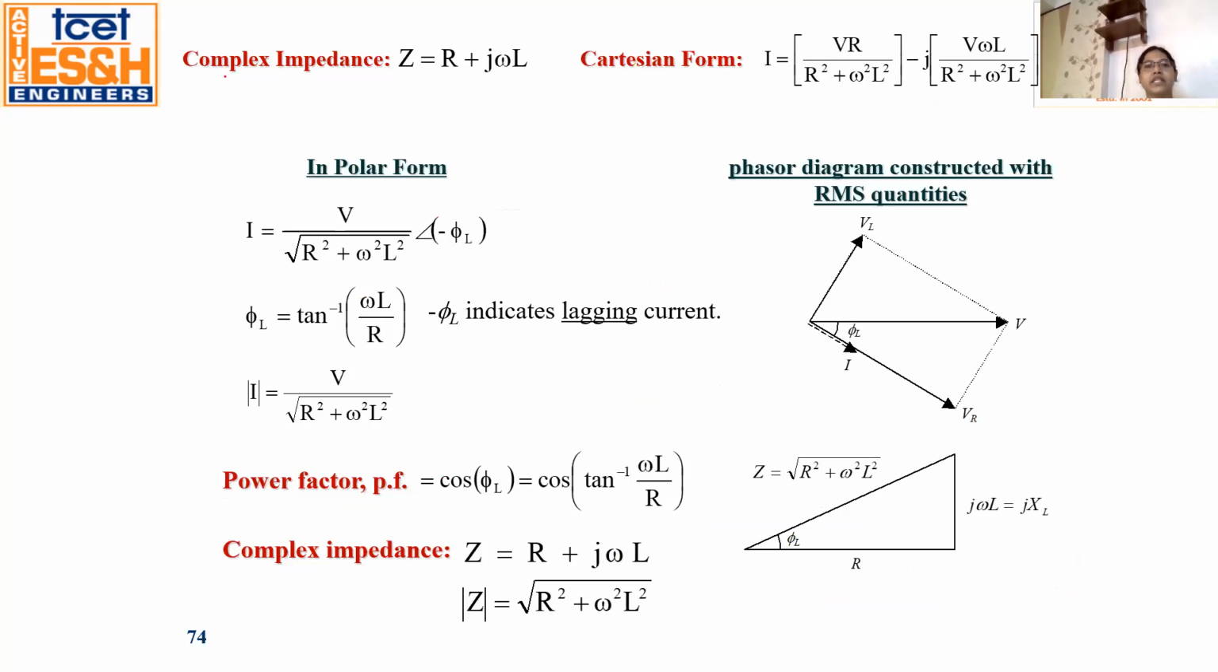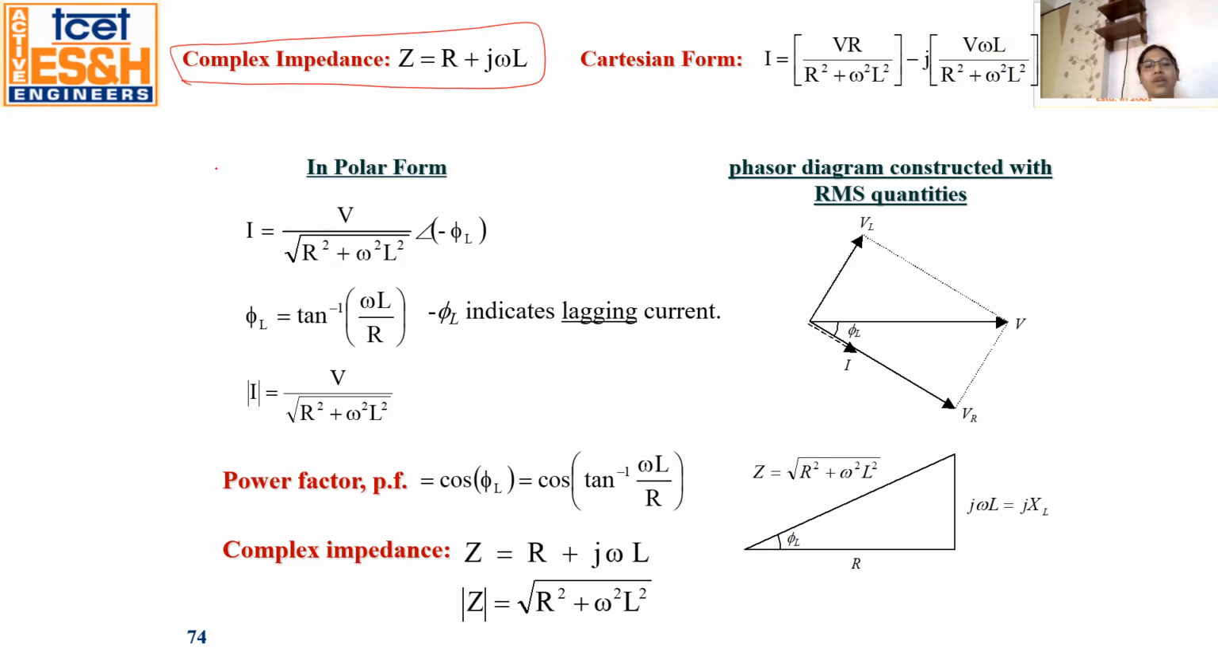Now the complex impedance, as you know, is Z equal to R plus j omega L, and the Cartesian form is I equal to V R divided by R square plus omega square L square, minus j V omega L divided by R square plus omega square L square. This is our Cartesian form.